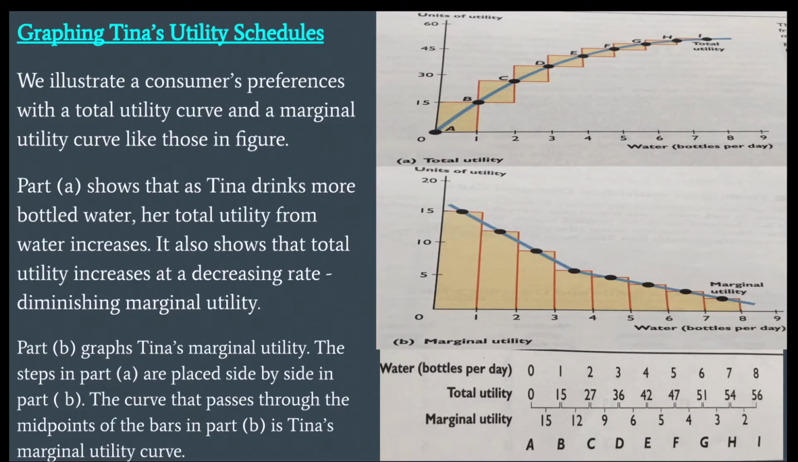Graphing Tina's utility schedules. We illustrate a consumer's preferences with a total utility curve and a marginal utility curve like those in the figure. Part A shows that as Tina drinks more bottled water, her total utility from water increases. It also shows that total utility increases at a decreasing rate, diminishing marginal utility. Part B graphs Tina's marginal utility. The steps in Part A are placed side by side in Part B. The curve that passes through the midpoints of the bars in Part B is Tina's marginal utility curve.